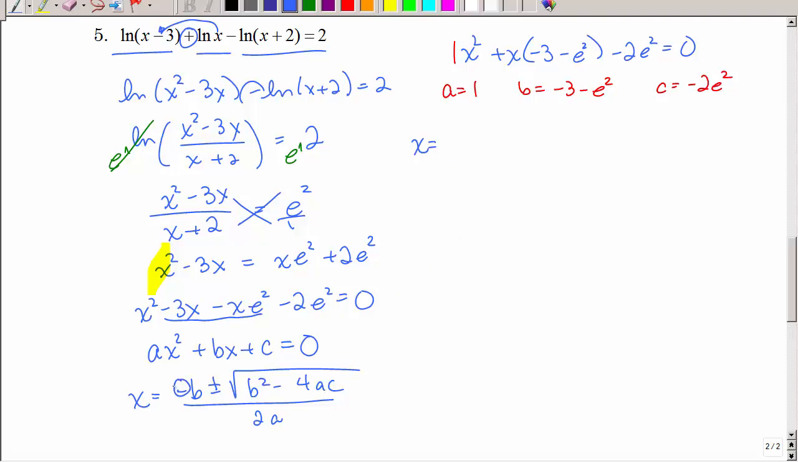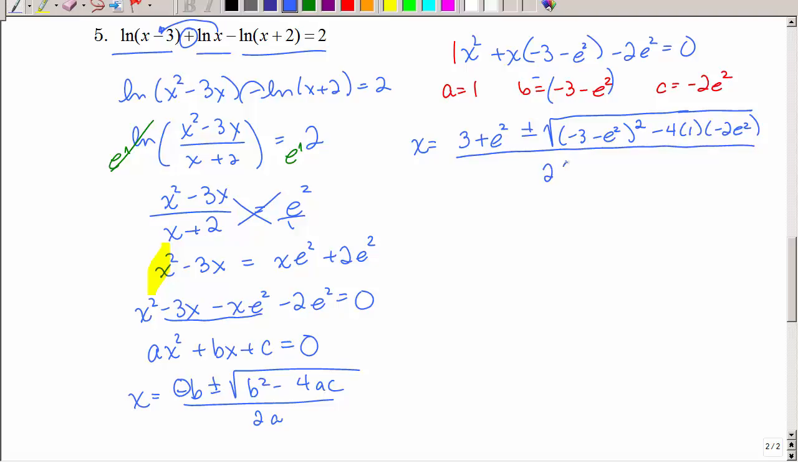Alright, so quadratic formula. I need the opposite of b. So if I take the opposite of that, they're both going to become plus, then plus or minus the square root of negative 3 minus e squared, squared, minus 4ac, all divided by 2 times 1. This is where we test your calculator skills. And you're going to have to do it twice. You need to add that square root, subtract that square root. So get your calculator out, and let me give you some tips.